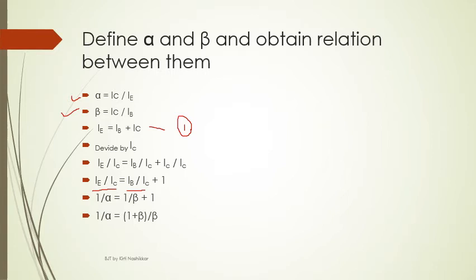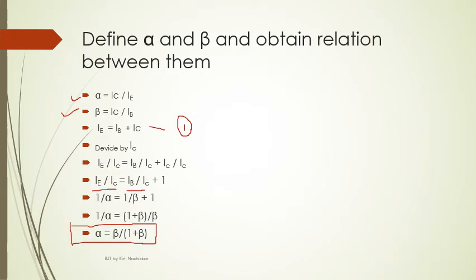Now we have to derive the relation between alpha and beta. So the final equation becomes alpha equals beta upon 1 plus beta. This is your final equation depicting the relation between alpha and beta. Alpha is the current gain in CB mode and beta is the current gain in CE mode.